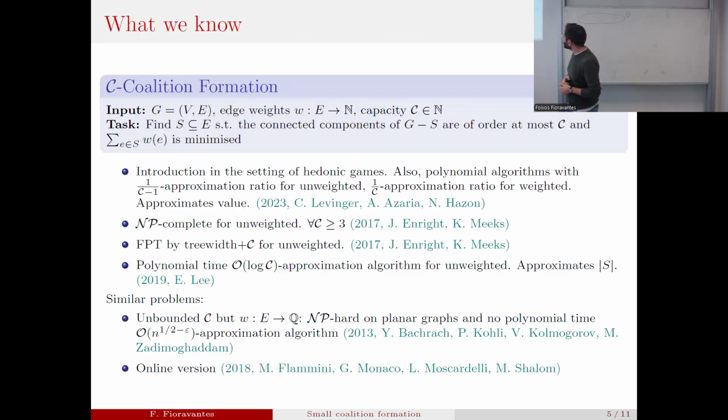Okay. Now, what is known? Well, not very much. Recently, this problem was introduced in the setting of hedonic games, and this was a math paper, and there were some approximation results. I have messed up what I have written about the approximation results. I know that the approximations that appear are not overlapping, but please take them with a grain of salt.